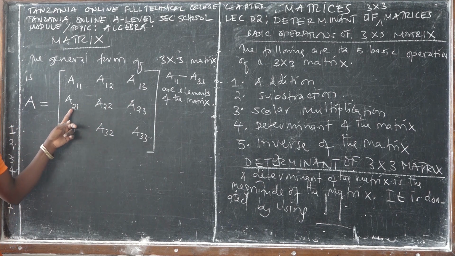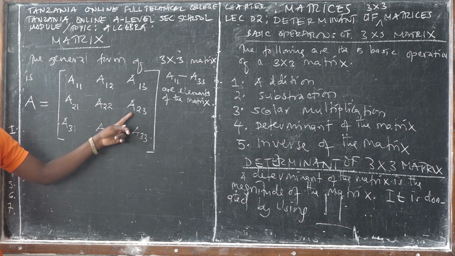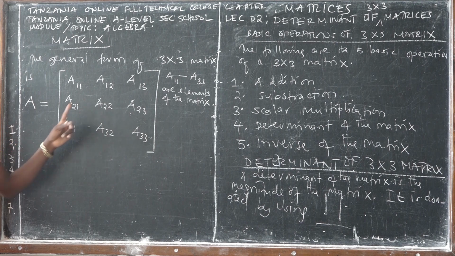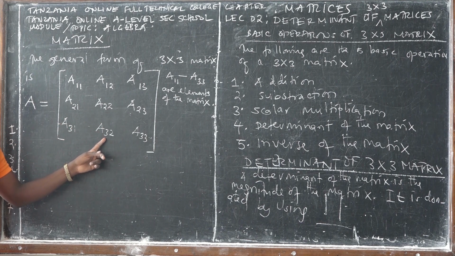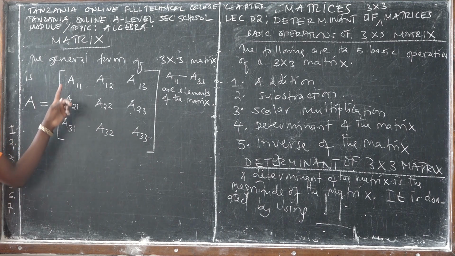This one is an element in row number 2. This one is an element in row number 2. This one is an element in row number 3. This one is an element in row number 3. This one is an element in row number 3. The second number represents the column.